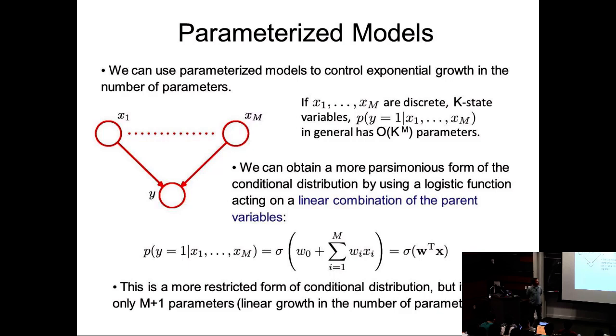But we can have a more constrained representation of the conditional probability by using a logistic function acting on a linear combination of the parent variables. So I can say, well, in fact, the conditional probability is going to be guided by just taking the weighted average of my x's and passing it through the sigmoid function. That should be very familiar to you as logistic regression, right? And you can see that now the dependence on parameters is becoming linear in m, right?